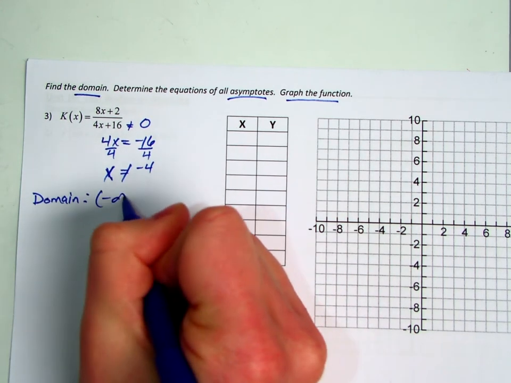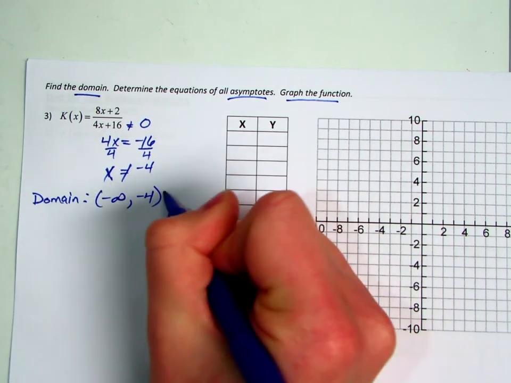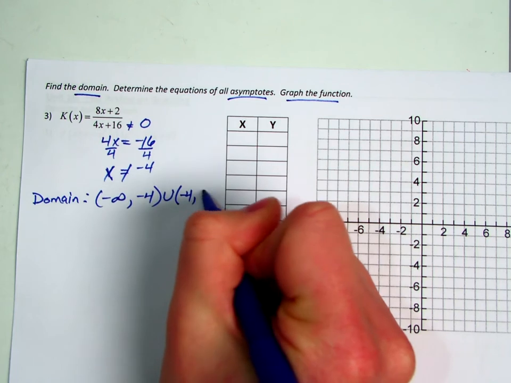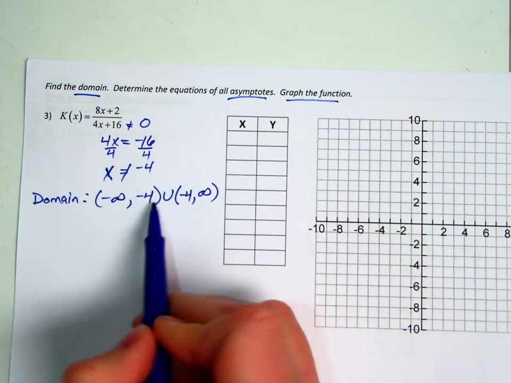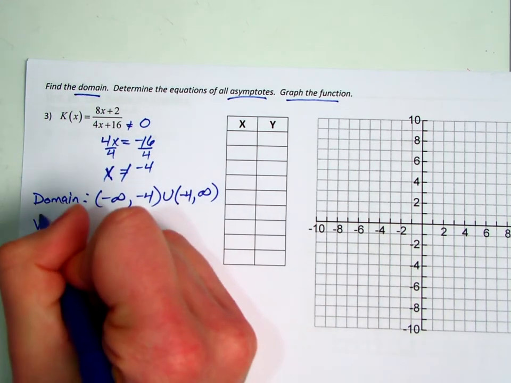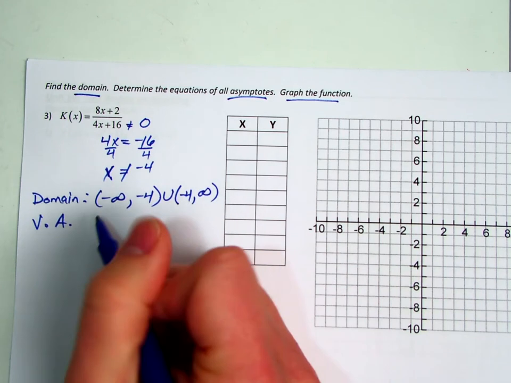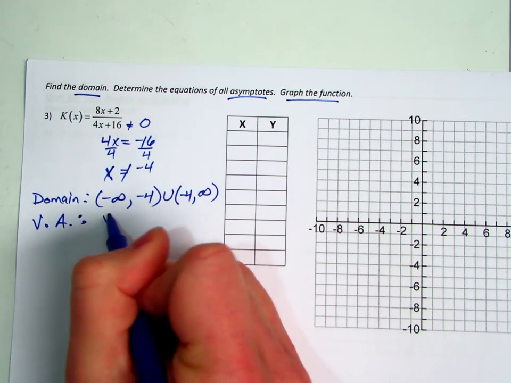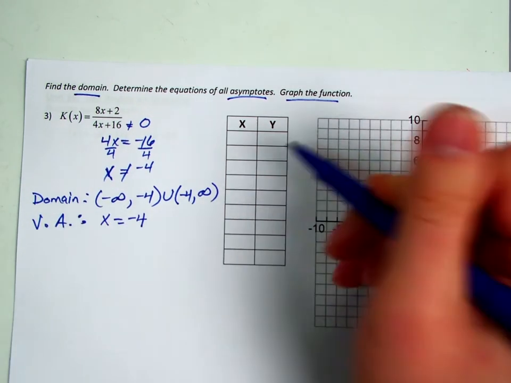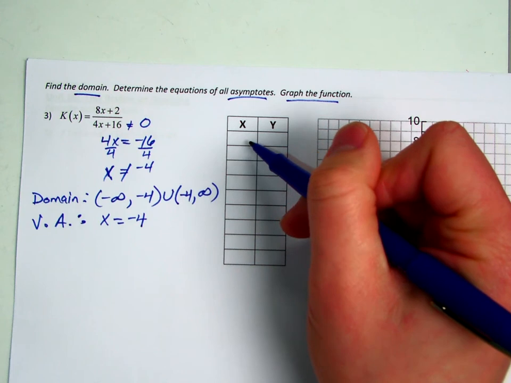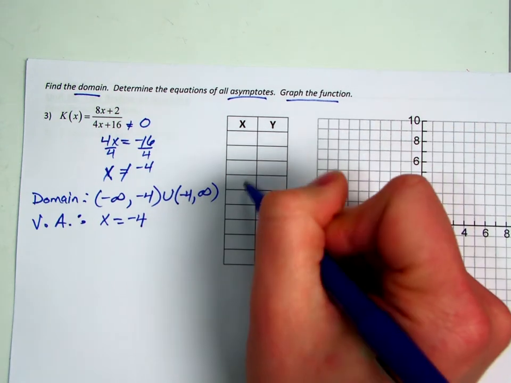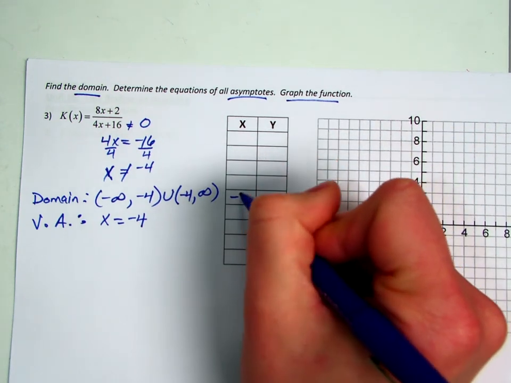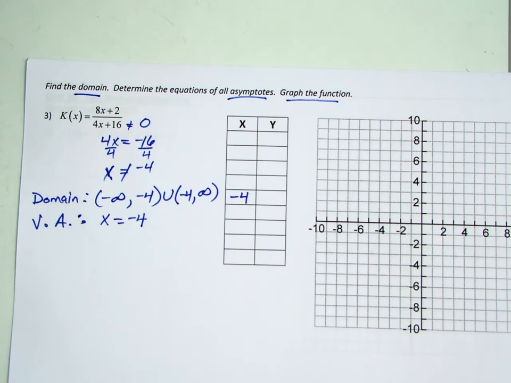So everything from negative infinity to negative 4, unite it with everything from negative 4 to infinity, but not including negative 4, which is why we put the parentheses. That also tells me that my vertical asymptote is at x equals negative 4. And we'll go ahead and put that right in the middle of our table, okay?